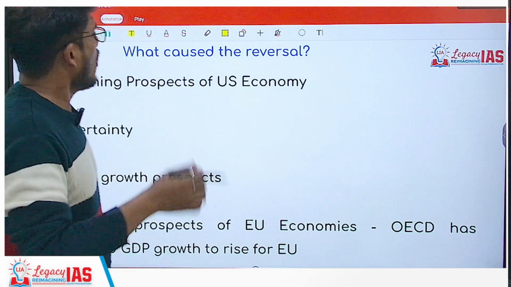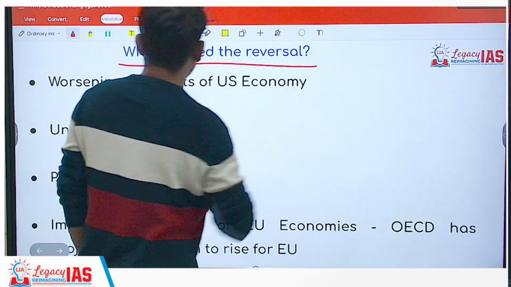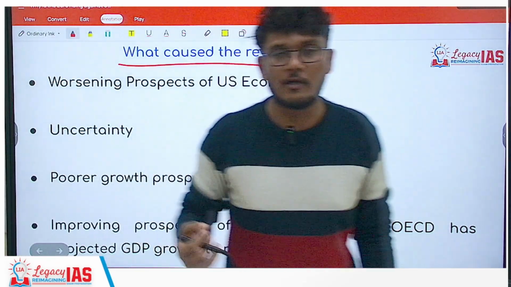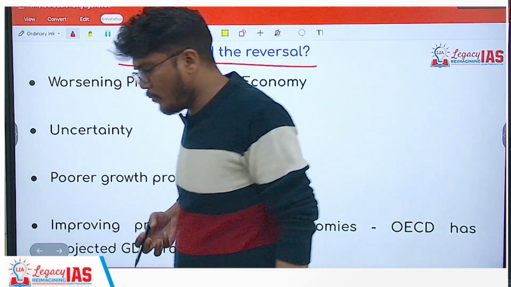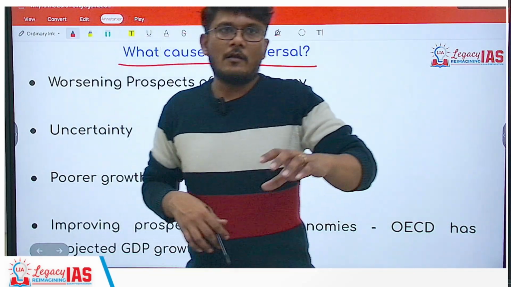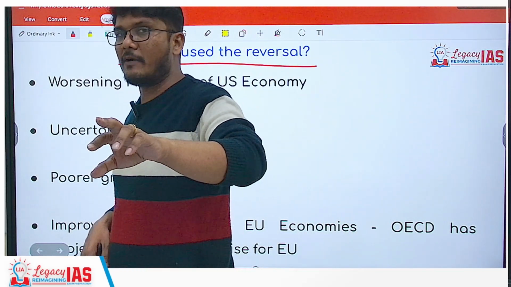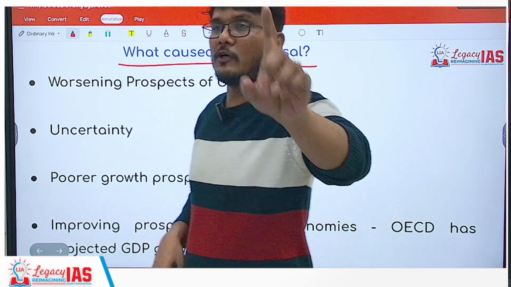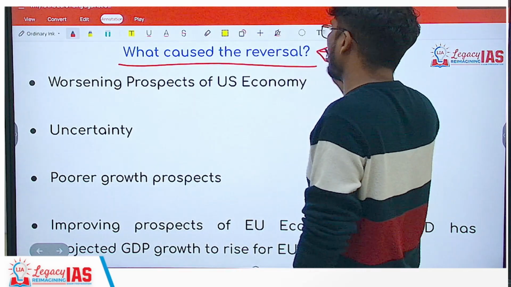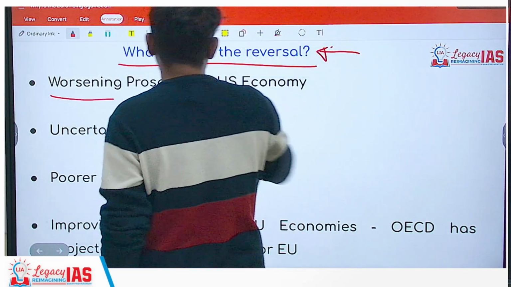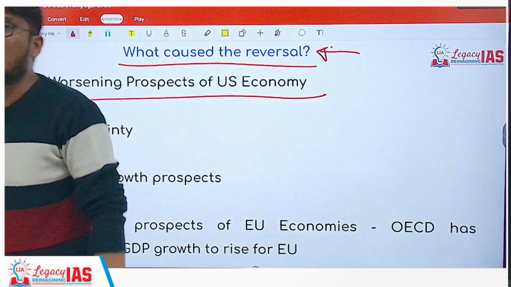Now let's see why the recovery, what caused the reversal. So once Donald Trump assumed office, a lot of things happened. Basically, the tariff threat and all is there, but they did not have much impact. But still there are certain things, which we will talk about, which have given rise to this reversal. First things first, worsening of prospects of the US economy.